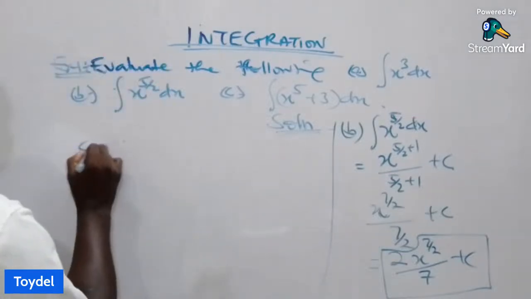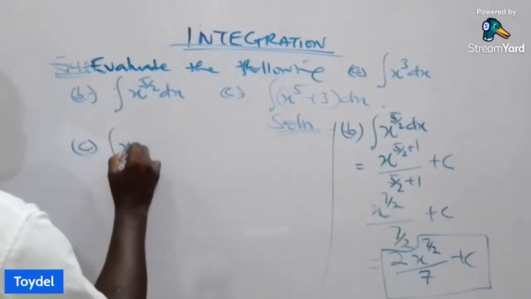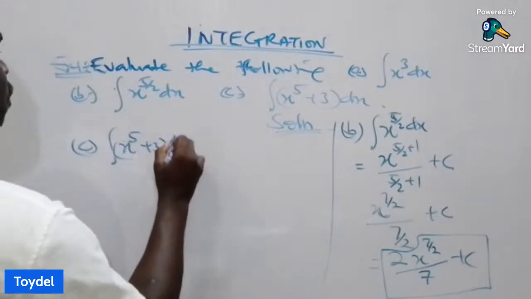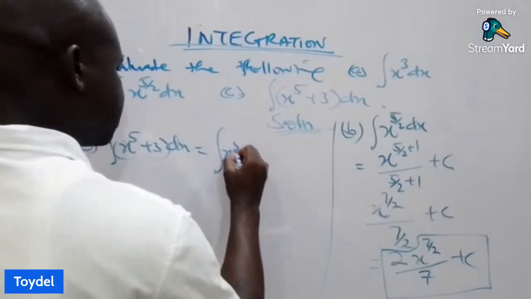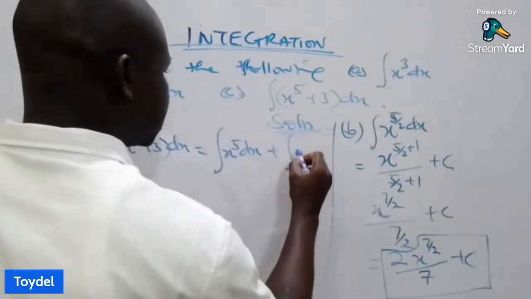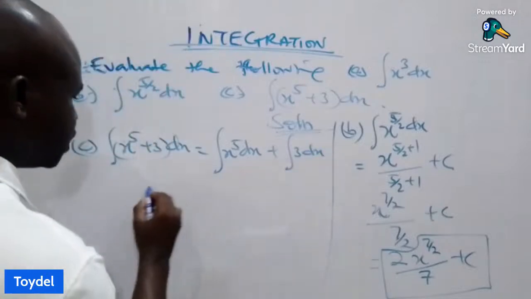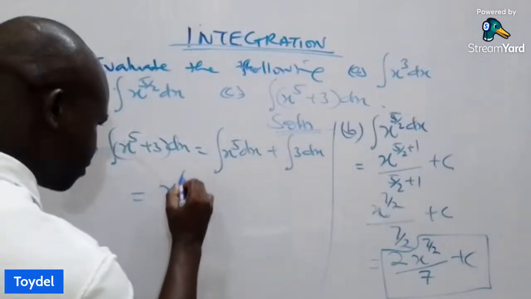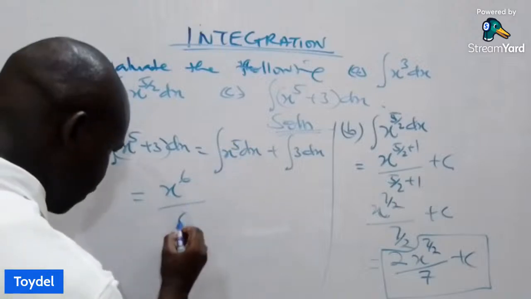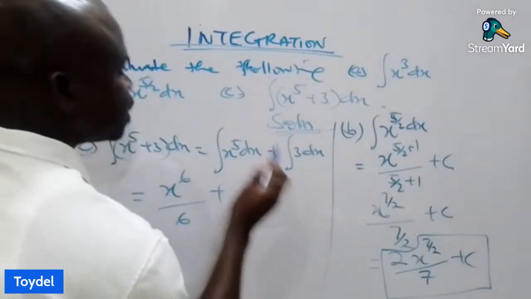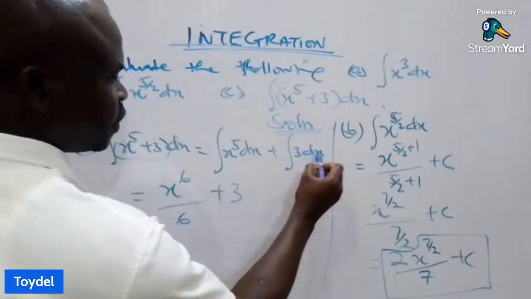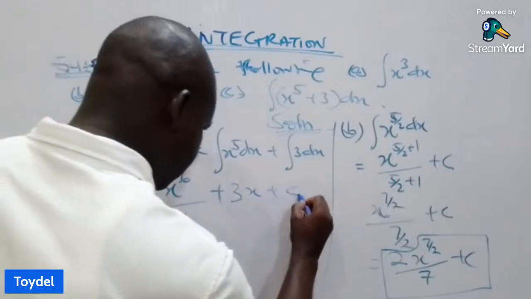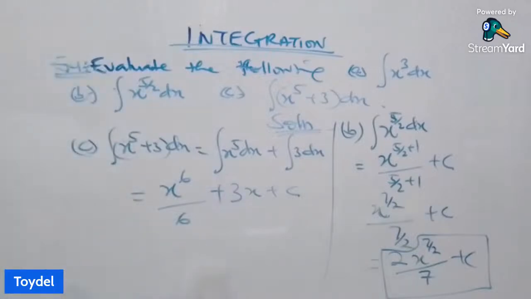The third question, C, where we have integral s raised to the power 5 plus 3 dx. You can break it down, you can split it, because integration is linear. I can say integral s raised to the power 5 dx plus integral 3 dx. At the end of the day, when you integrate this, you have s raised to the power 6, because it will be 5 plus 1, all over 6. Plus, when you integrate a constant, you add x to it, because we can bring out the 3 and the integration of dx is x. So plus 3x plus arbitrary constant. And that is what we are going to get.